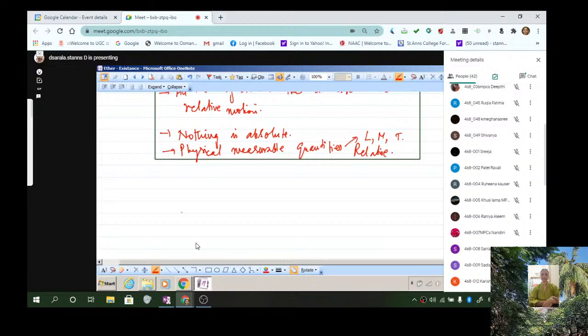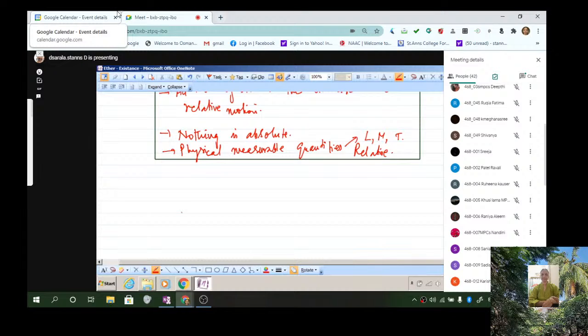When you say you are moving very fast, you must be moving at the rate of 60 kilometers per hour compared to a person who is moving only at, let us say, 10 kilometers per hour. But you are slower compared to a person moving at 100 kilometers per hour. Isn't it? Therefore, everything in the universe that we are talking about is all relative. Nothing is absolute. You cannot have any absolute measurement.